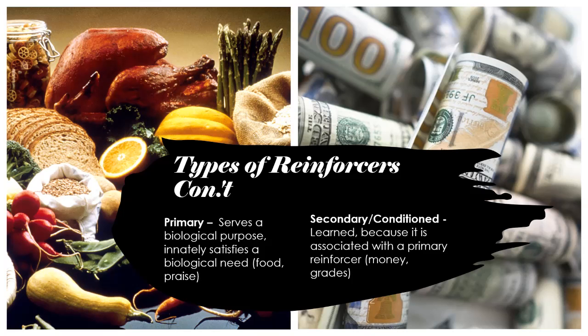The second category of reinforcers consists of primary and secondary. Primary reinforcement serves a biological purpose, innately satisfying a biological need such as food, water, or shelter. In contrast, secondary or conditioned reinforcement is learned because it's associated with a primary reinforcer, like money, which we can associate with food and housing and survival, or grades, which we can associate with praise and success and a generally happier future.